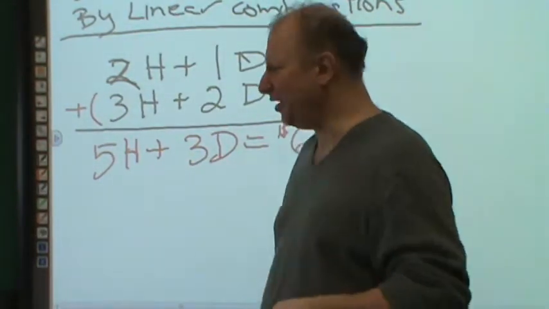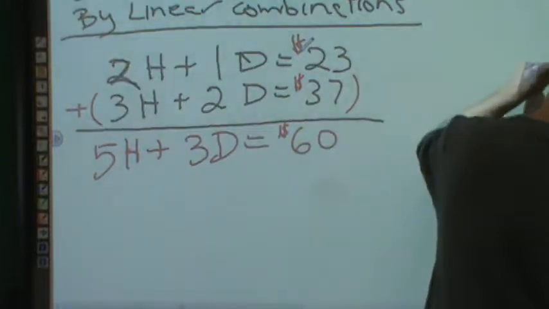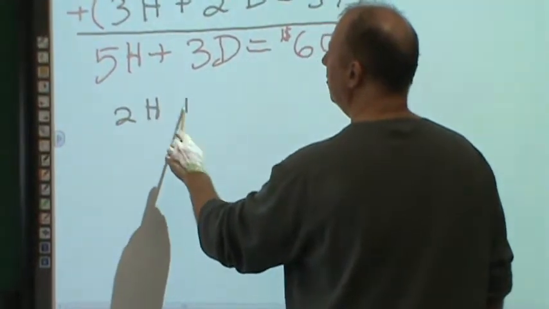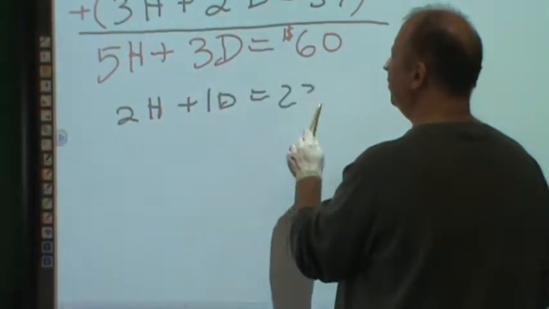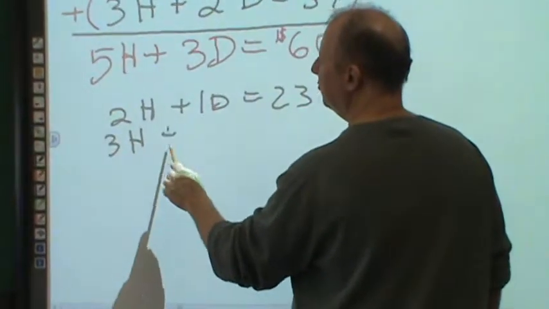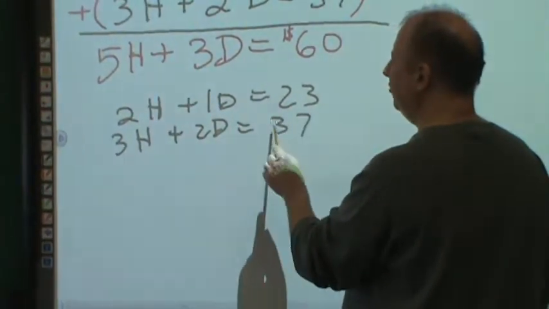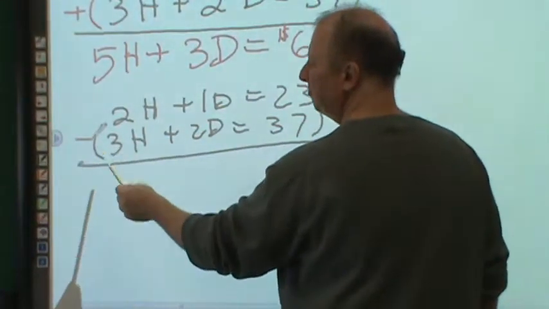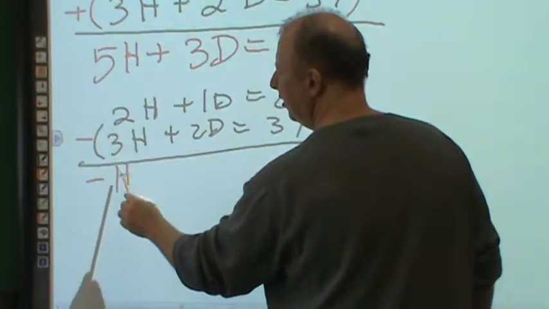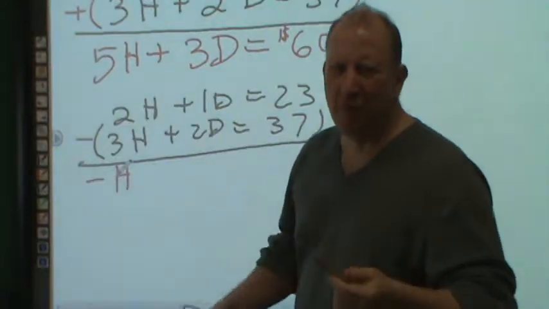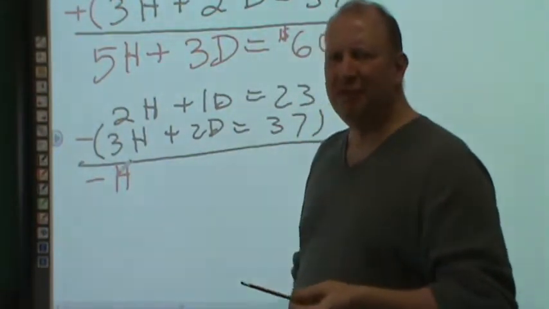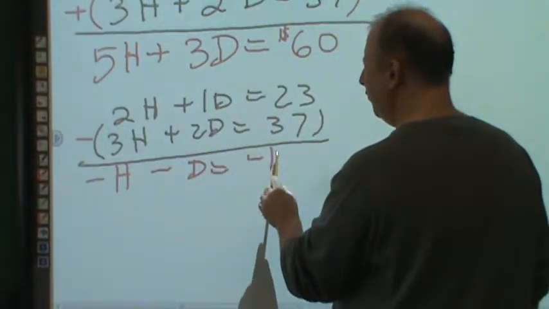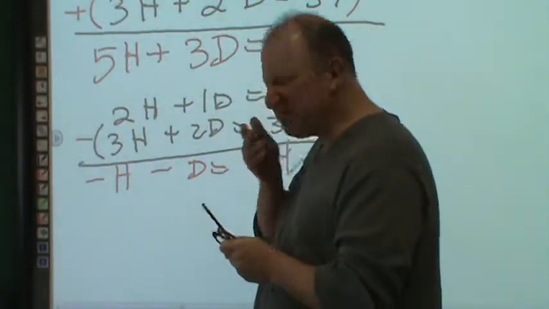Let's see what happens if I subtract. Let's redo the exact same example. 2 hot dogs plus 1 drink is equal to $23. 3 hot dogs plus 2 drinks is $37. And if I subtract, 2 hot dogs minus 3 hot dogs is negative a hot dog. Can you really have negative hot dogs? No, but mathematically speaking, let's imagine you can. Negative hot dog with a negative drink will cost you a negative $14. Still doesn't tell me anything.